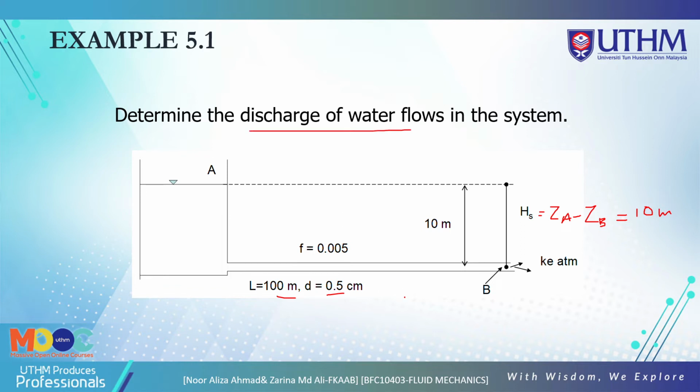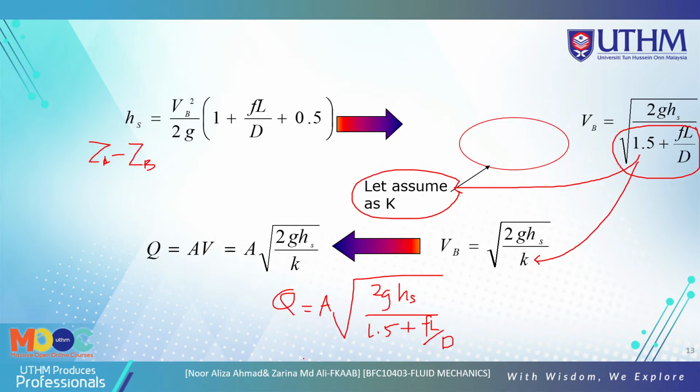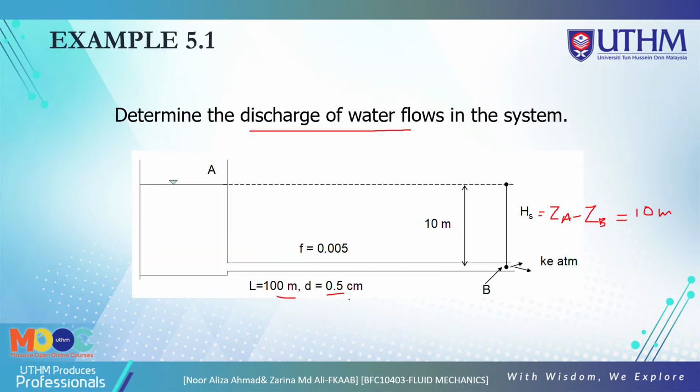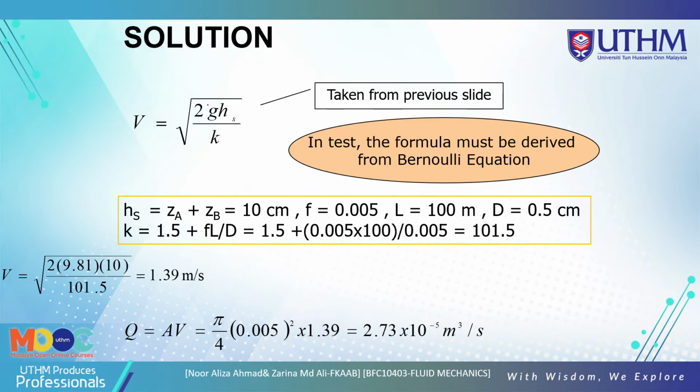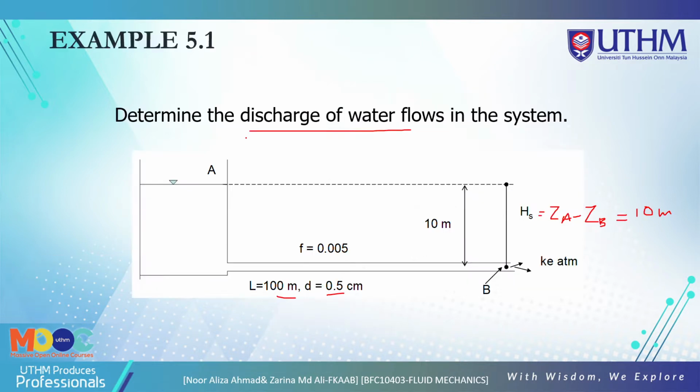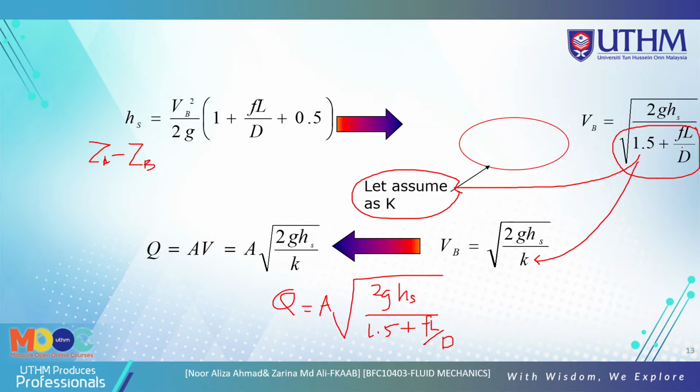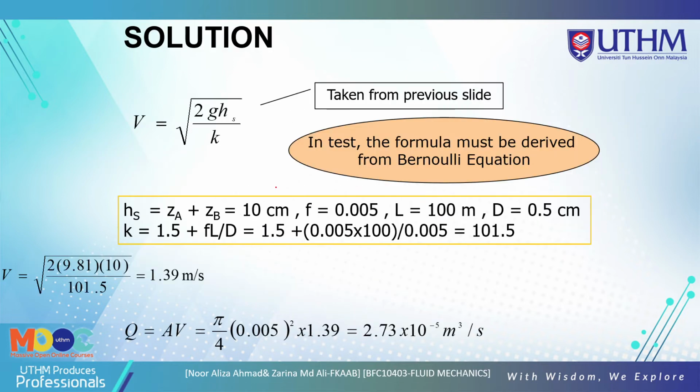Okay, to get the Q, using this formula, you get the value. You just use that formula. Q is equal to V times A, where V is the square root of 2GH over K, and K is 1.5 plus FL over D. So you just use this K, taken from the previous slide.